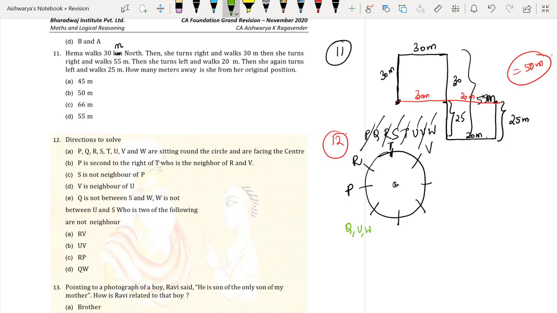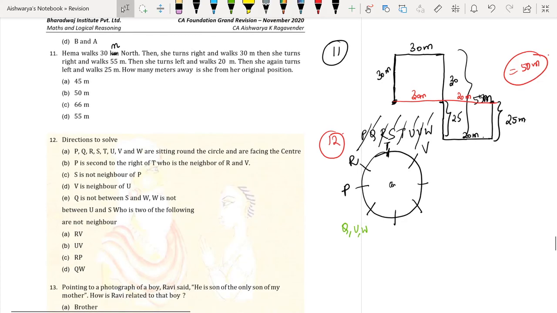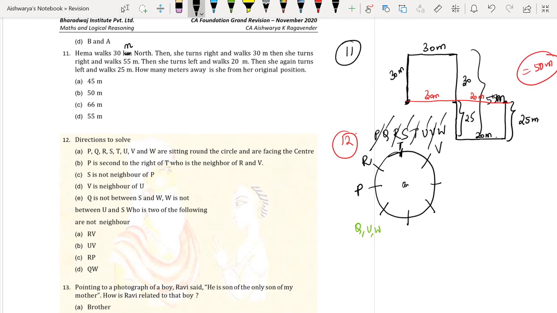Okay. Next. Okay. So V is the neighbor of U. So you have U coming here for sure. So which means we will eliminate U from here. Then Q is not between S and W. So if I put, I have only S and W left now. So Q is not between S and W. They have given you 2 conditions here. So I have 3 positions left.